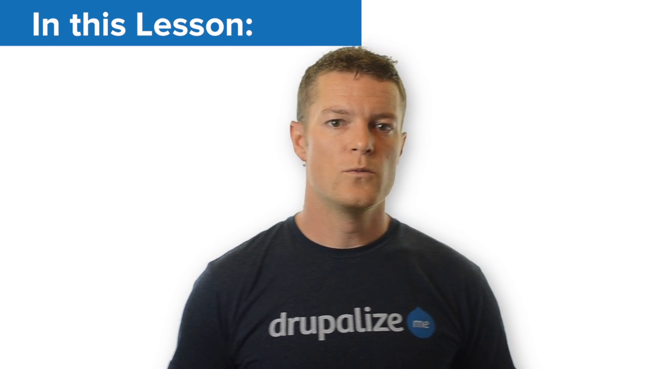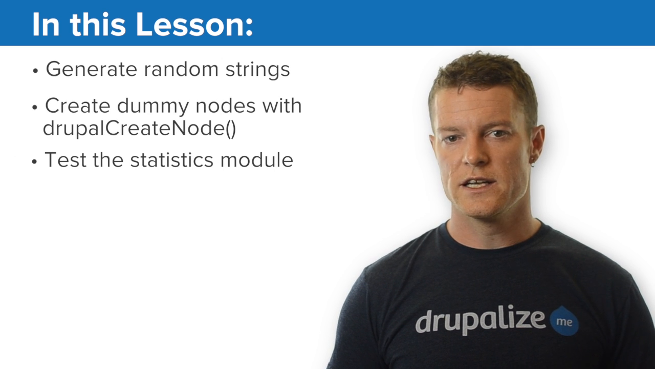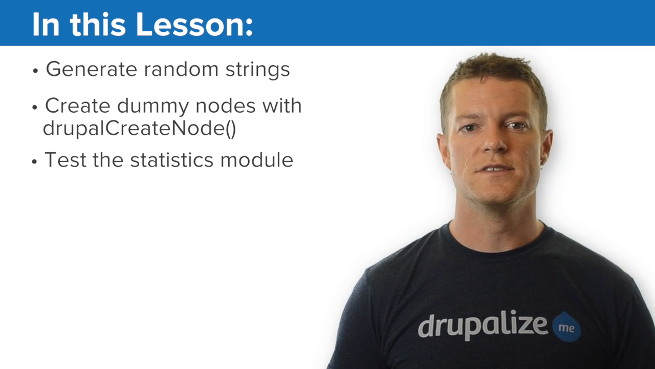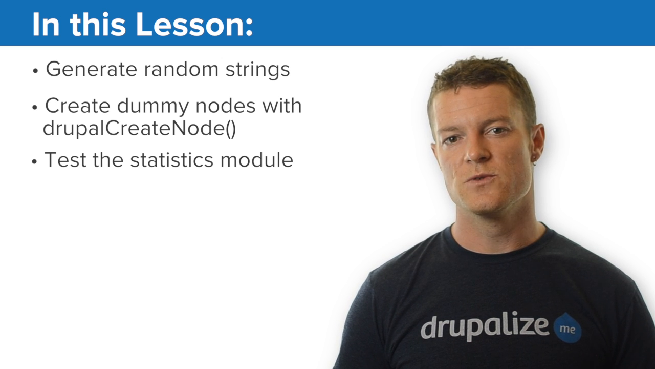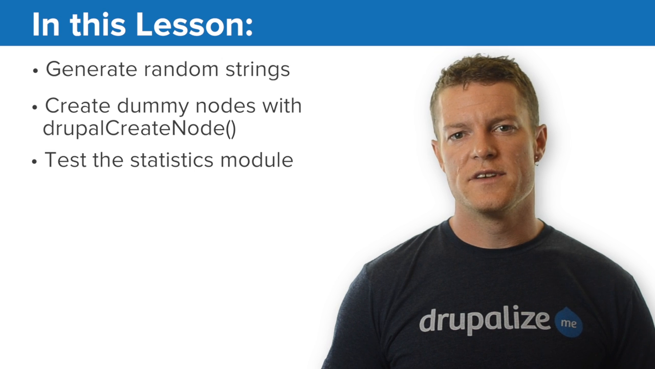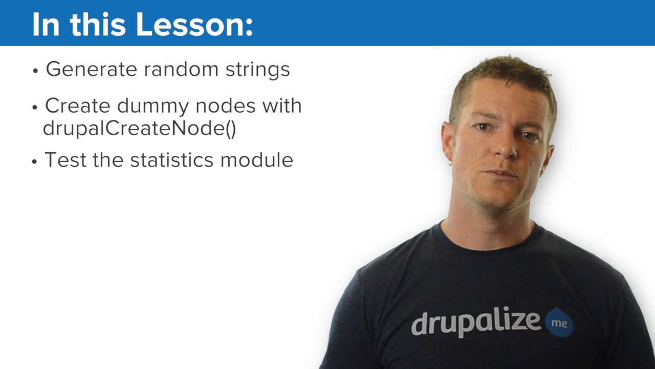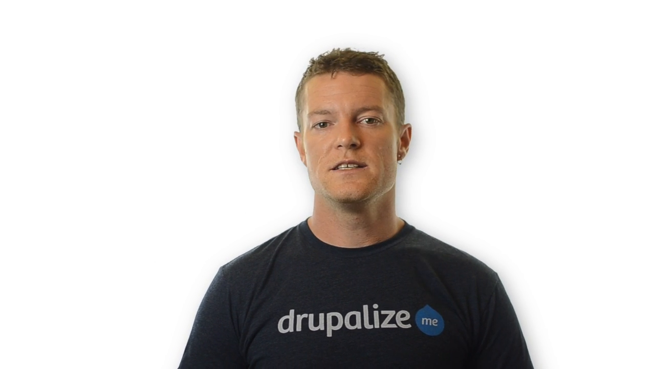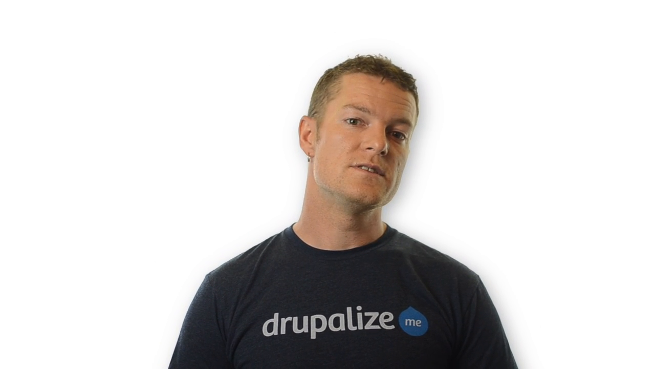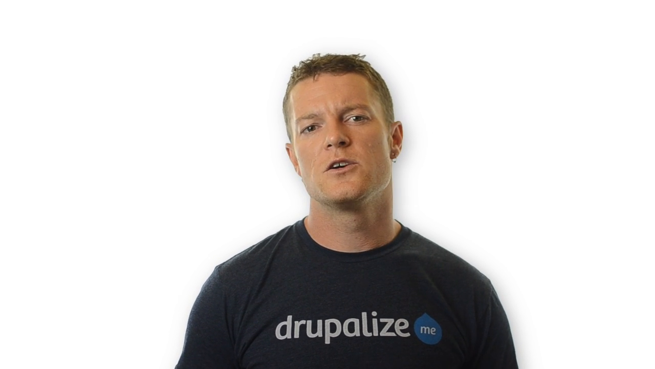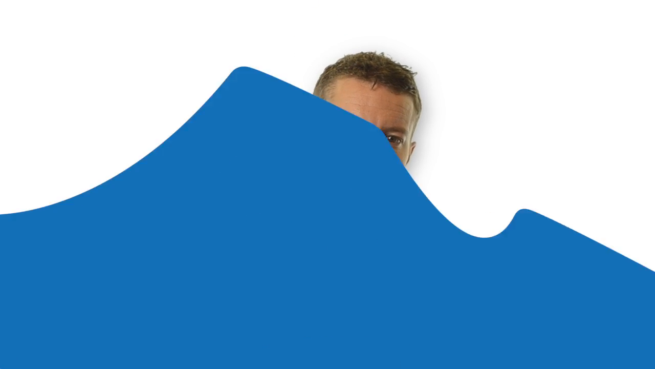In this lesson, we'll look at the various helpers for creating random content within SimpleTest. Then we'll go ahead and use those tools to test the Drupal core statistics module's functionality by creating a piece of content and viewing it multiple times to ensure the stats counter is appropriately incremented. By the end of this lesson, you should be able to explain the difference between and make use of the random string and random name generators and know how to create dummy content with the Drupal create node helper method.